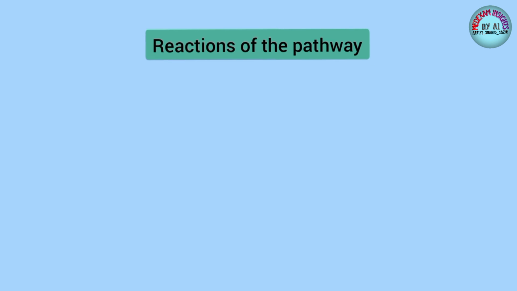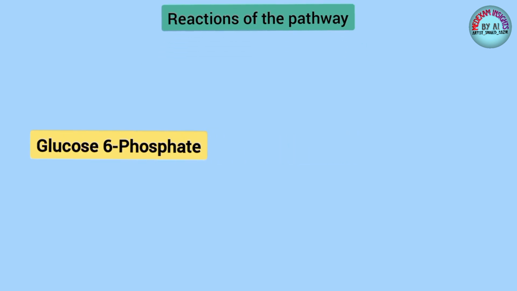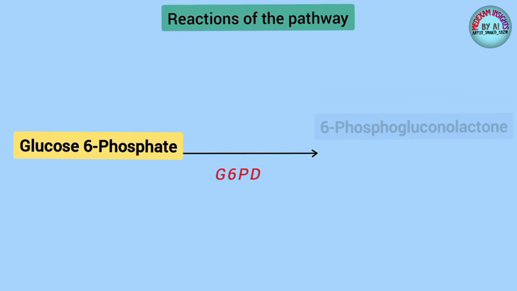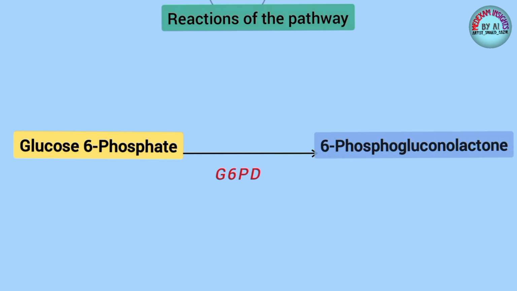Now we will be discussing the reactions of this pathway. In the very first step, glucose 6-phosphate, in the presence of G6PD, is converted to 6-phosphogluconolactone. This reaction is NADP dependent and involves the synthesis of NADPH.